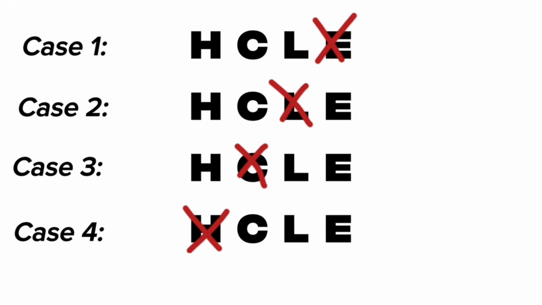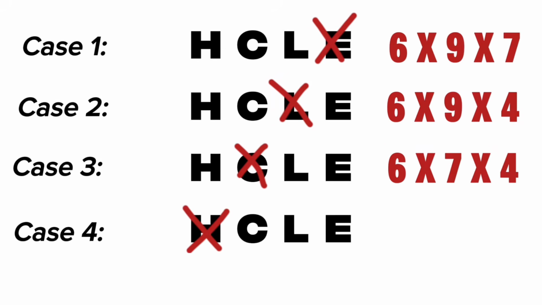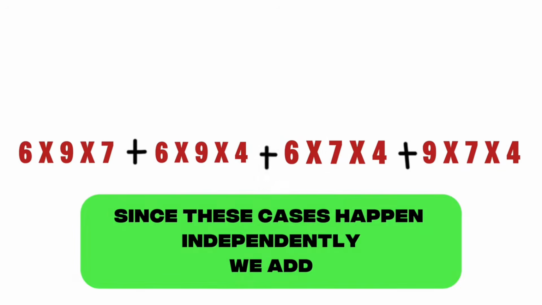So since we have 6 history books, that means we can pick any one from the 6. We have 6 options. Since we have 9 classics books, we can pick any one from the 9. So we have 9 options. Since we have 7 law books, we can pick any one out of the 7. So we have 7 options. And since this is a whole process, we're doing them all together, we're multiplying. So we have that for case 1, we do case 2, we do case 3, we do case 4, and this is just based on the number of options we have for each category. And of course, these are different cases, so we'd add in the end.